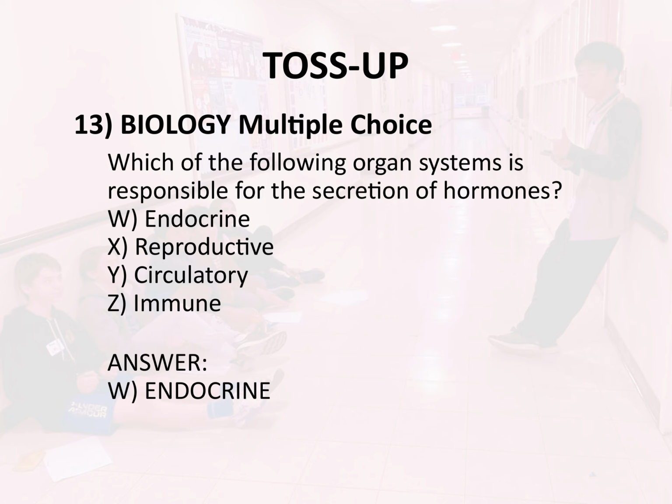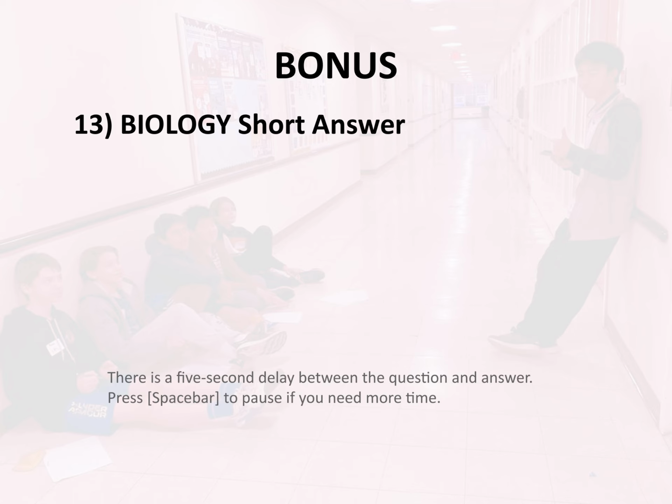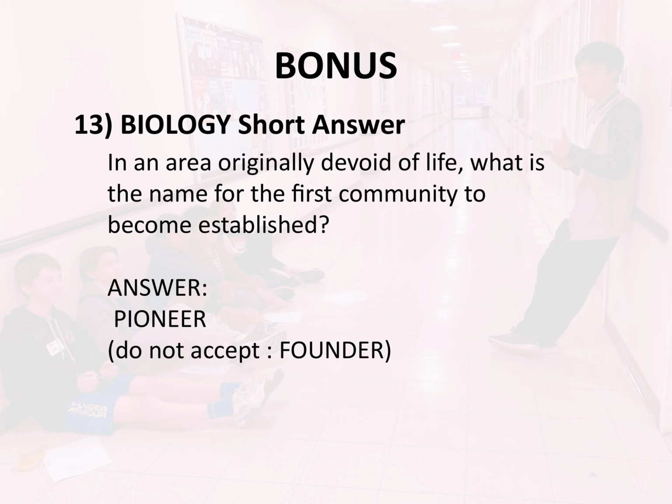Answer. W. Endocrine. Bonus 13. Biology. Short answer. In an area originally devoid of life, what is the name for the first community to become established? Answer. Pioneer.